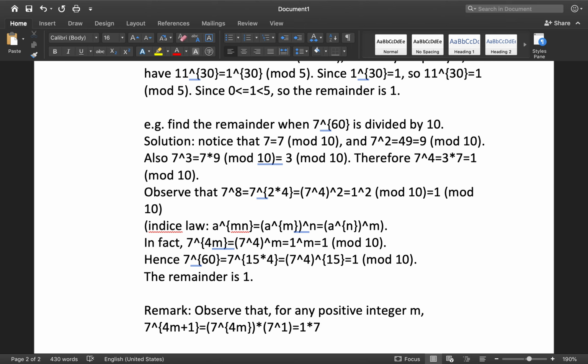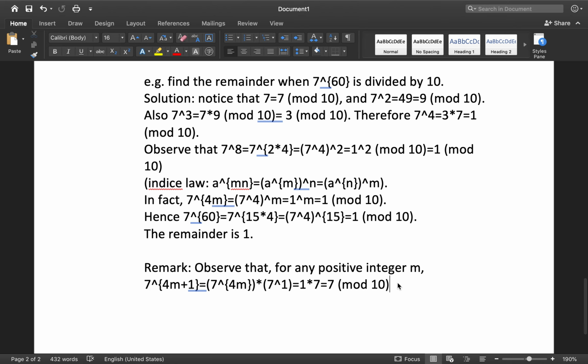So that gives you just 7 to the power 1, it's just 7. So that means that will give you 7 after you take the congruence modulo 10. So that means if you have a power which is in the form 4m plus 1, then after you take the congruence, it always gives you back 7, modulo 10. Now you can do a similar computation. But this time, let's try 4m plus 2, and see what happens.